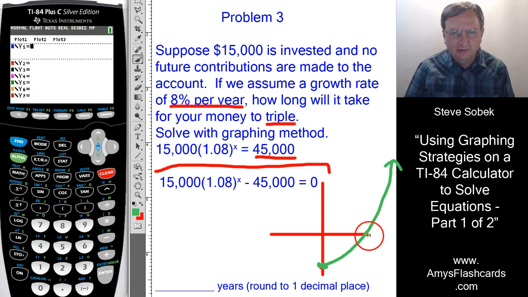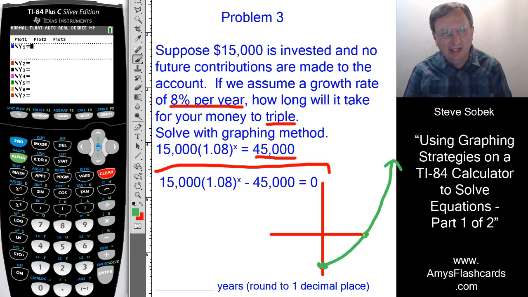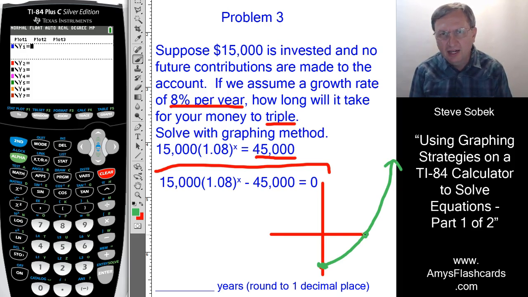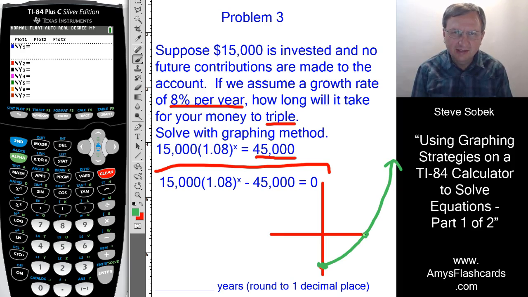And let's think about how far we need to include this point. How many years do we think it's going to take to triple our money? Those of you who know the rule of 72 know that the money is going to double in 9 years. 72 divided by 8 is 9, and that's a little trick for knowing how long it takes your money to double based on a certain interest rate. So it's going to be more than 9 years, and it's going to be less than 18 years because your money's going to double again. So you'll have 4 times as much money in 18 years.